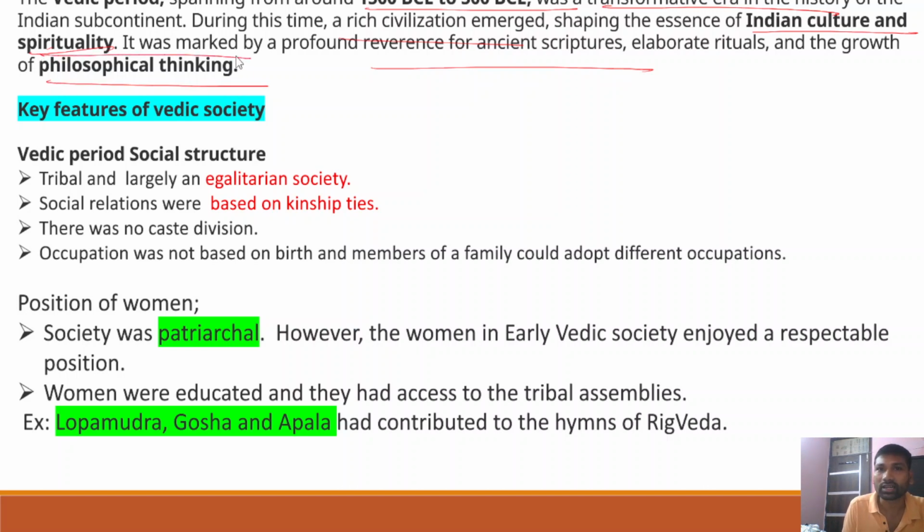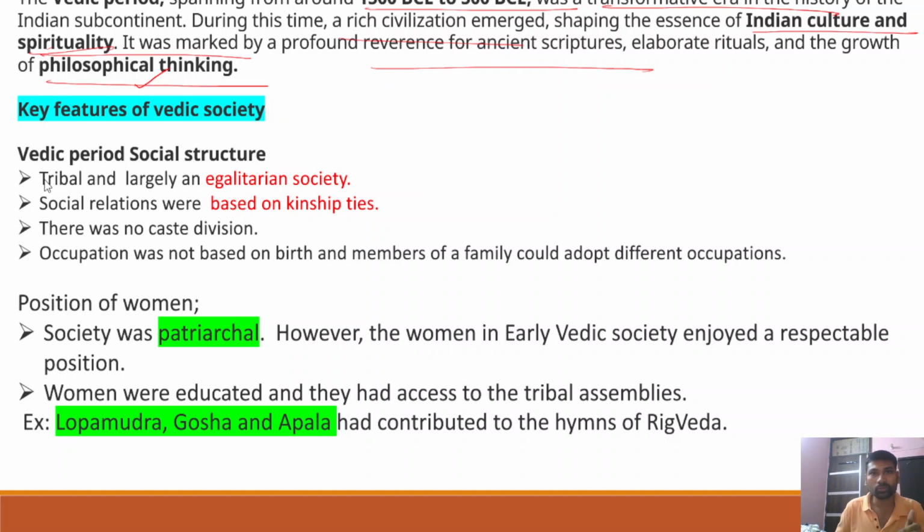So we have Arthashastra, and we have Manusmriti. All these factors are associated with philosophical thinking during those times. Now, after writing this, you need to write some key features of Vedic society. So this is the first part of the question.